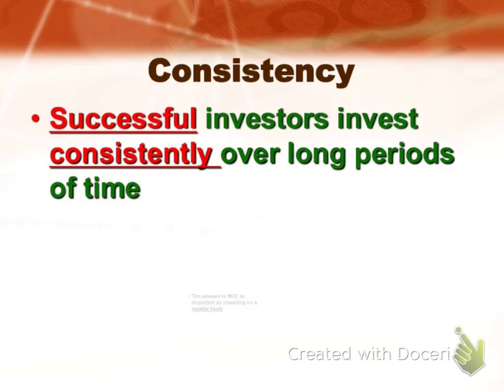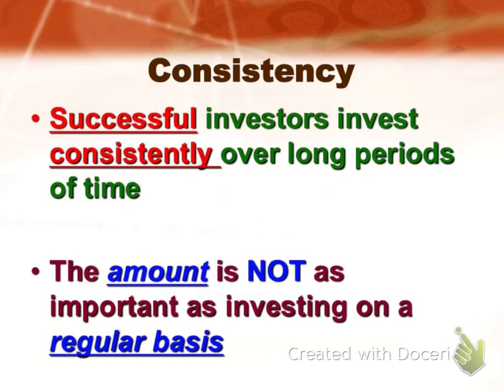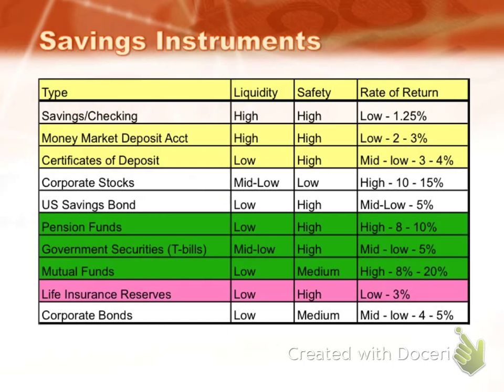Successful investors invest consistently over long periods of time, and they're very, very disciplined, and this day and age you can make it automatically come out of your accounts at the beginning of every month. The amount is not as important as investing on a regular basis. Save what you can afford. Remember that for retirement savings, you should be saving 10% of every paycheck that you get. Therefore, for every $1,000 you make, that means you need to save $100 to your retirement accounts.